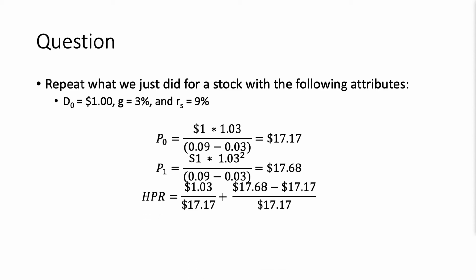And therefore, the holding period return is the dividend yield, D1 divided by P0, plus the price appreciation yield, P1 minus P0 divided by P0. So 6% plus 3% equals 9%. The dividend yield plus g equals Rs. So when you do a problem and you're given Rs and you're given g, you could actually calculate the dividend yield by just taking Rs and subtracting g. So that's something you might want to run through a few times and make sure you're getting the right answer.